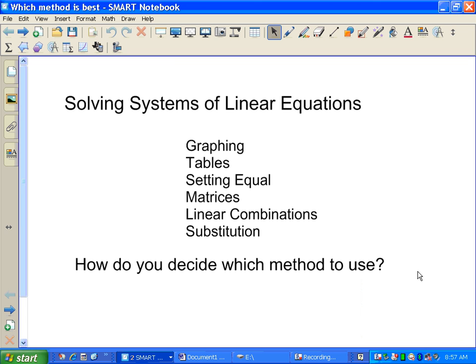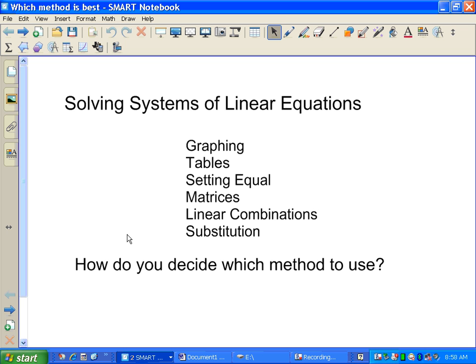Hey, so we've been talking about systems of equations for about a week and doing a lot of work with the various types of linear equations. You may notice that most of these are the things that you've been working on: graphing and matrices, linear combinations, and substitutions. The tables and setting equal stuff from Math 1 you hopefully are still familiar with. The question is, how do we decide which method to use?